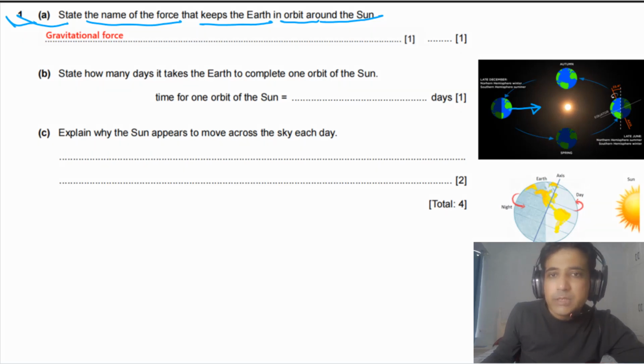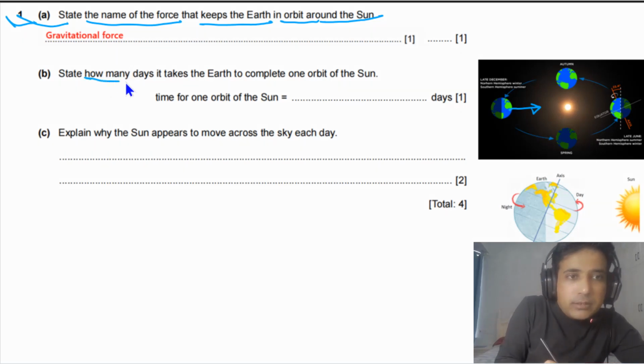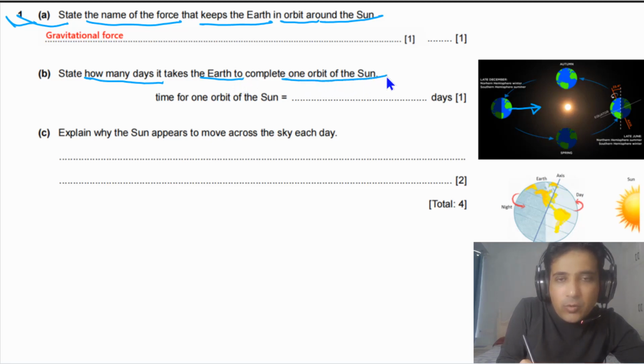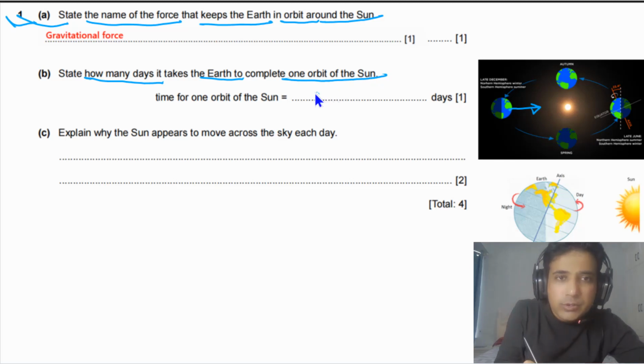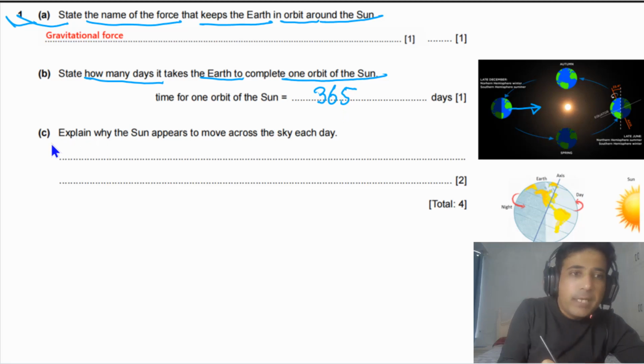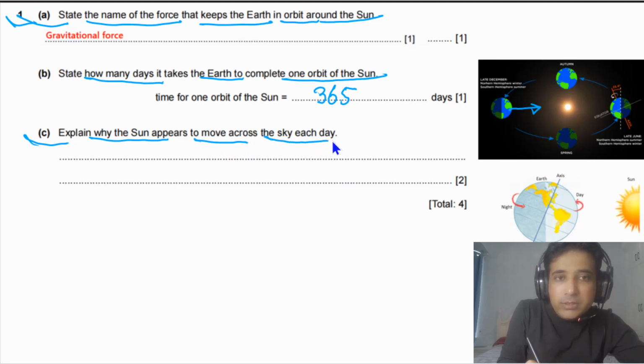And if we go to the second part, it is asking you to state how many days it takes the earth to complete one orbit of the sun. So one orbit around the sun takes around 365 days. And if we go to part C, the question is asking us to explain why the sun appears to move across the sky each day.